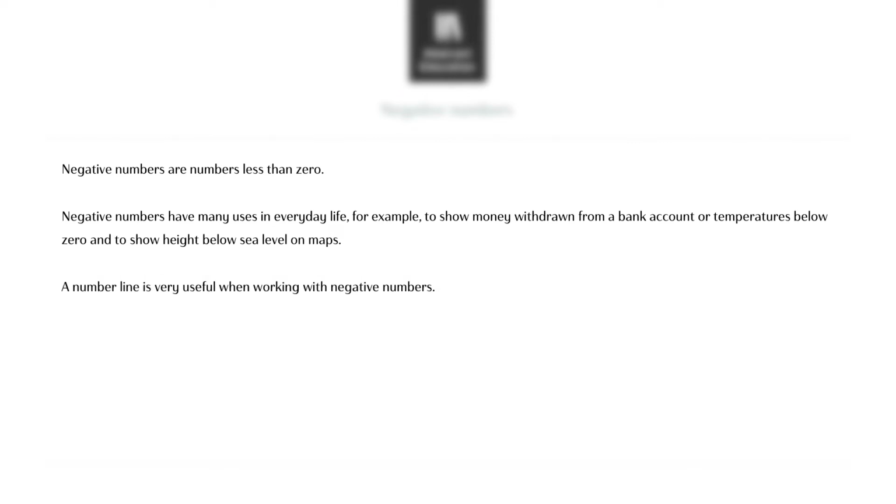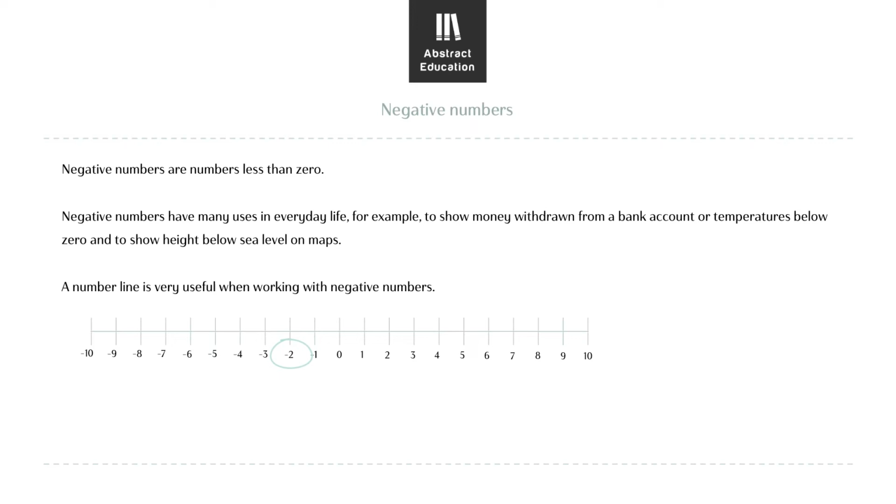A number line is a very useful tool when working with negative numbers. If you look at the number line, you will notice that the further to the left a number is, the smaller it is. For example, minus 2, we say negative 2 or minus 2, and this is smaller than 1.